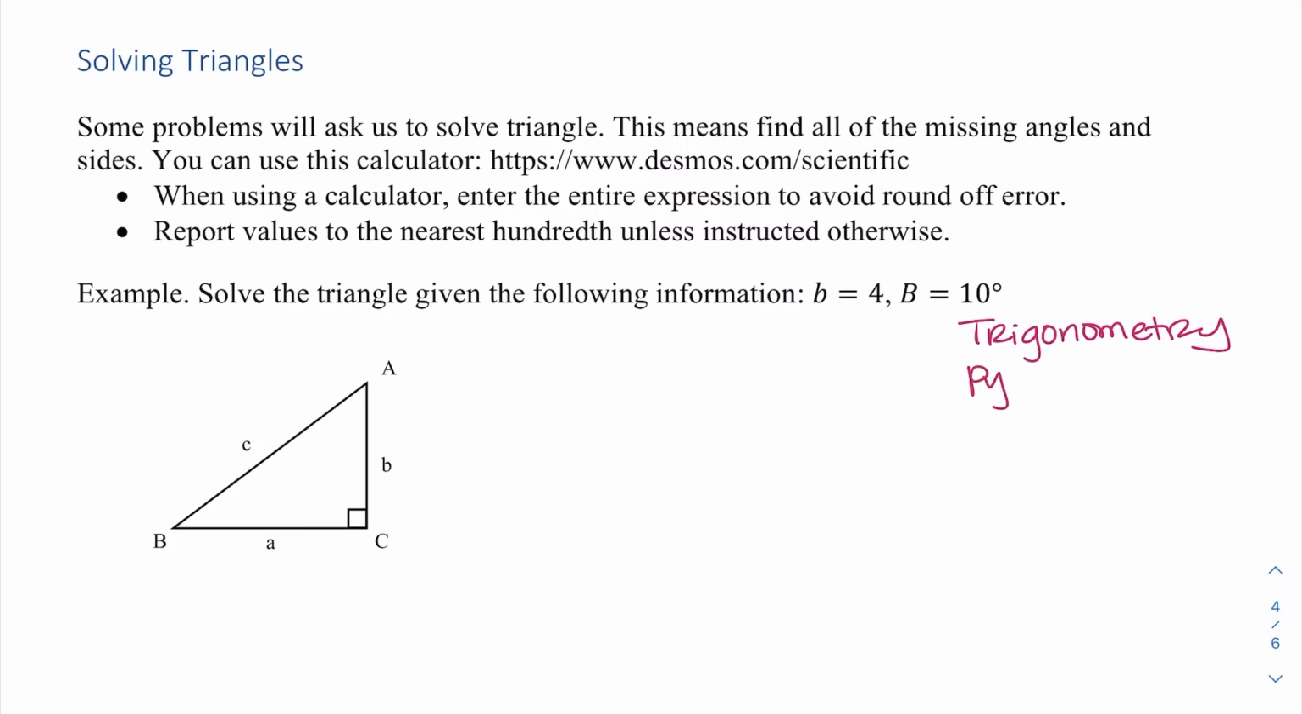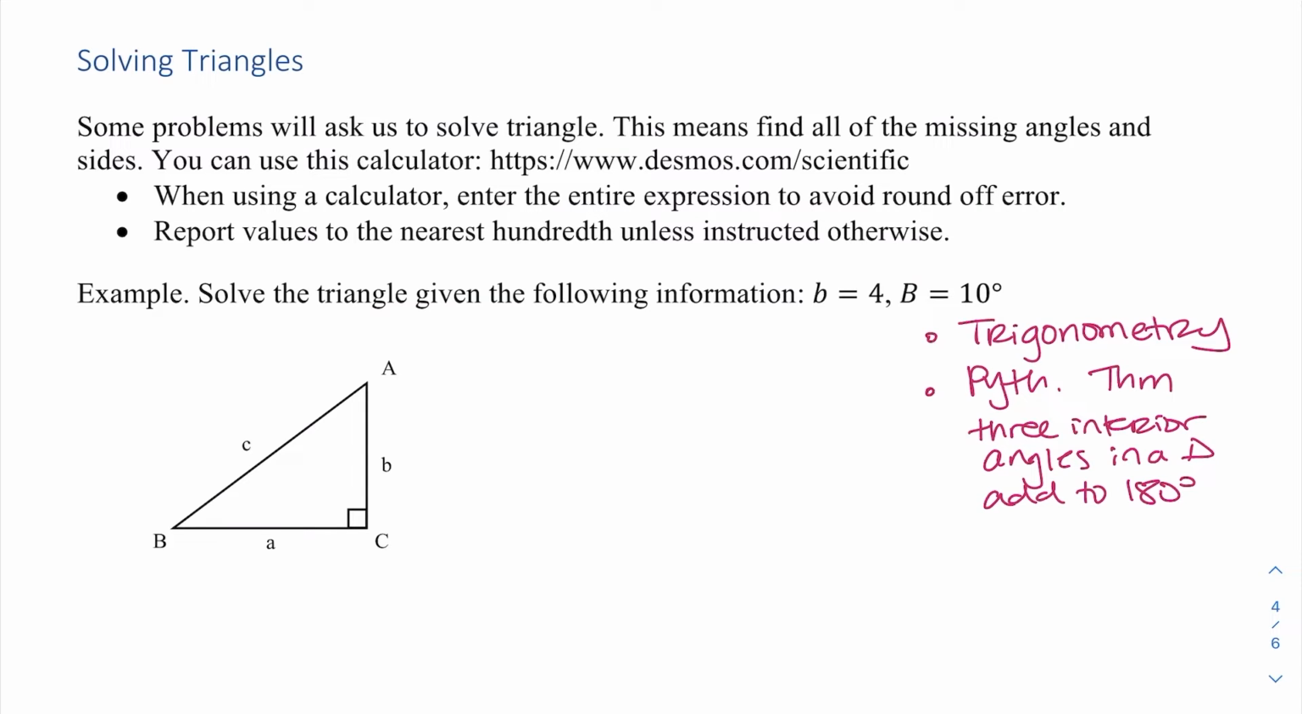We always have the Pythagorean theorem if we need it. And we have the fact that the three interior angles in a triangle add to 180 degrees. So these are kind of the three things that we have at our disposal when we're solving a right triangle.